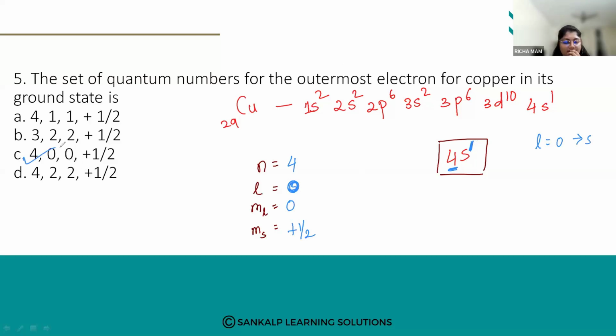That is 4, 0, 0, and plus half. Either it is plus half or minus half. Now you can see that in all the options it is plus half only, so we'll consider plus half. Either plus half or minus half when one electron is there. If both electrons are there, then it will be plus half and minus half together. So this is the set of quantum numbers. Is it clear?